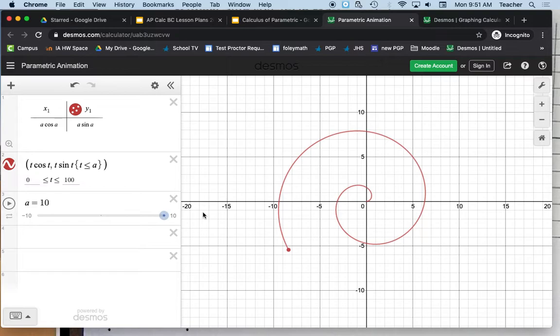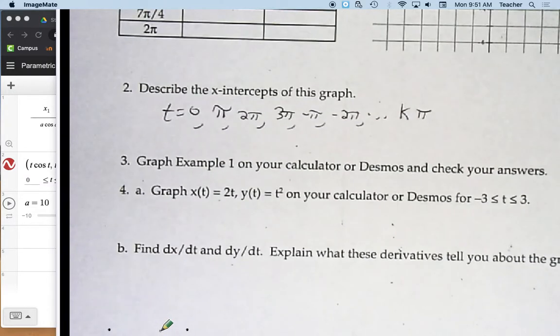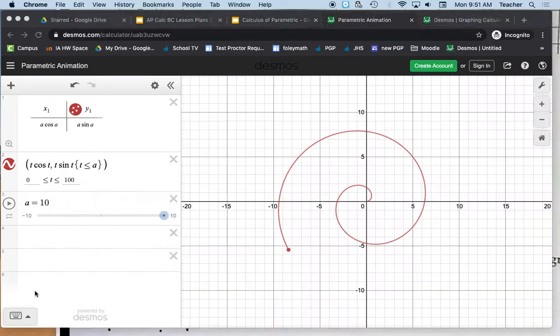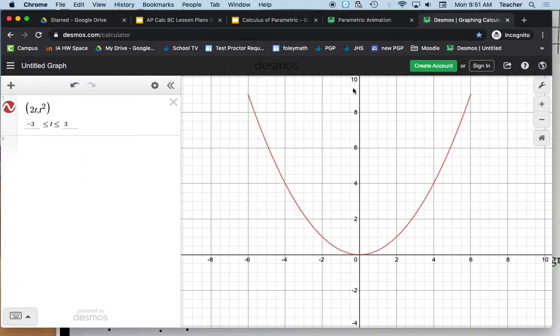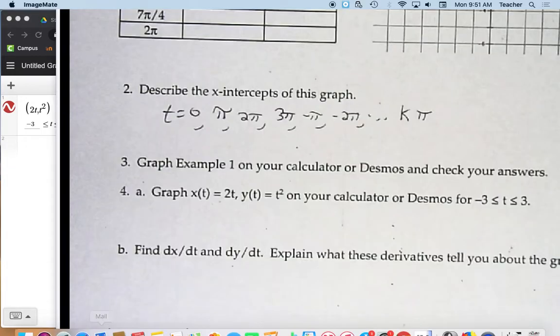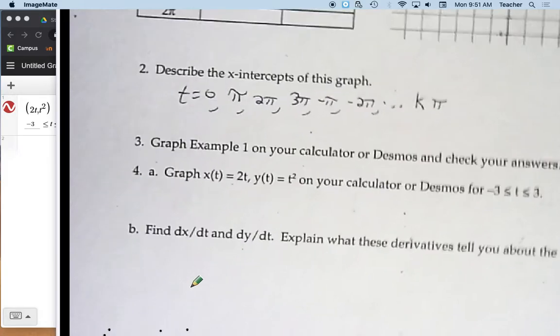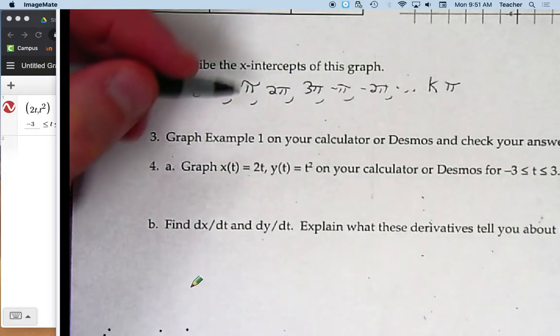Okay. When we get to number 4, we're looking at x being 2t and y being t squared. And here's the graph on Desmos. And of course it looks like a parabola. Maybe not super surprising.